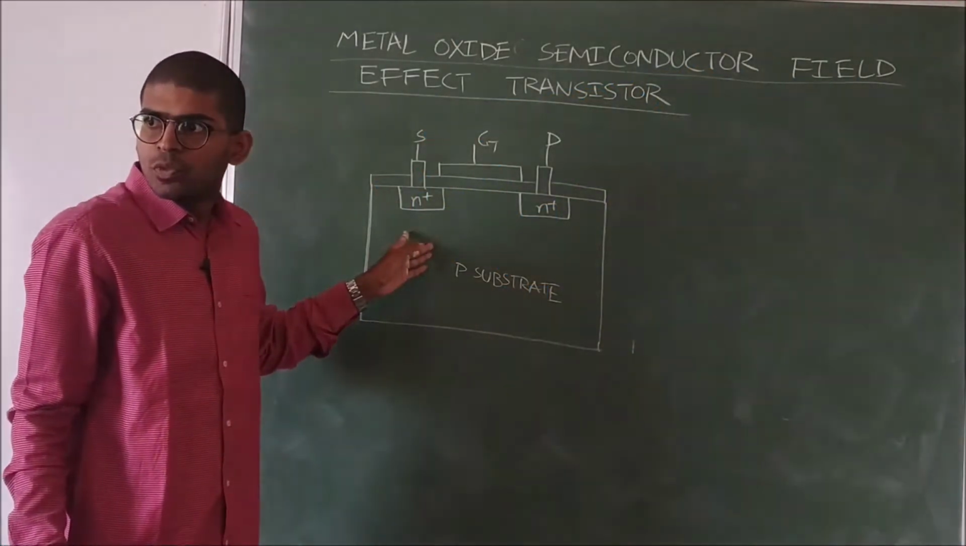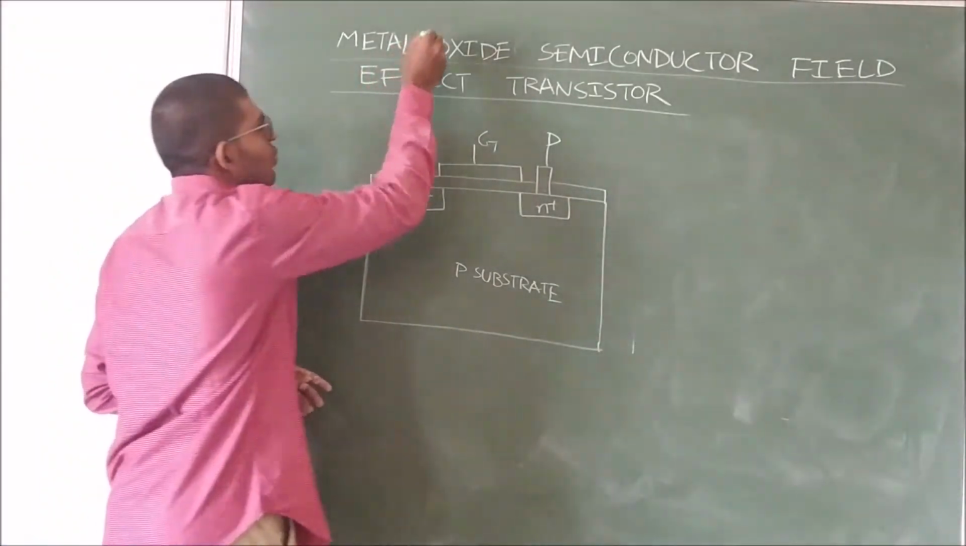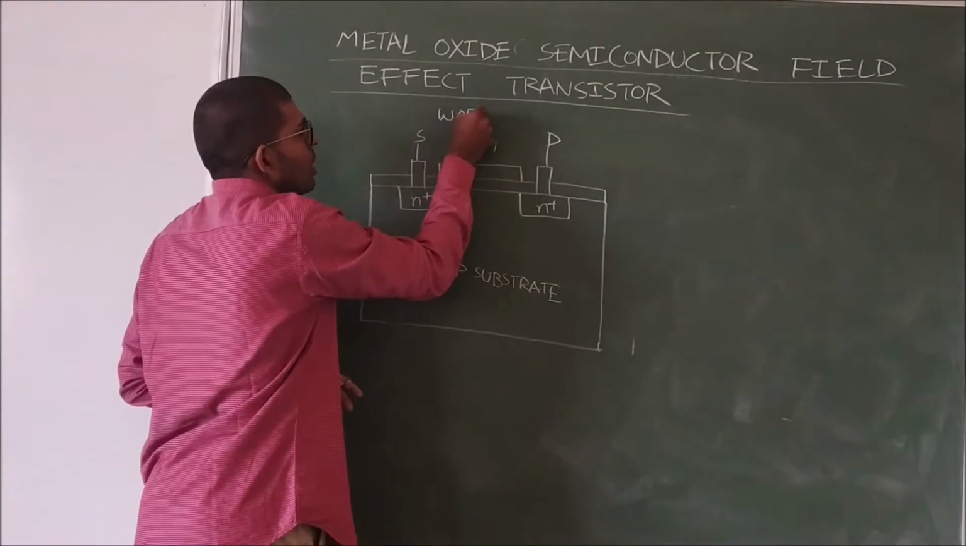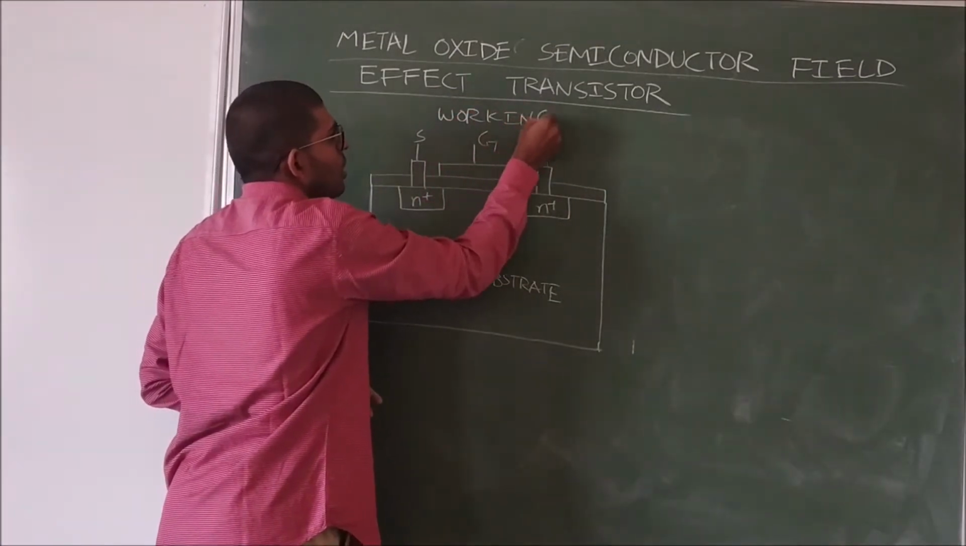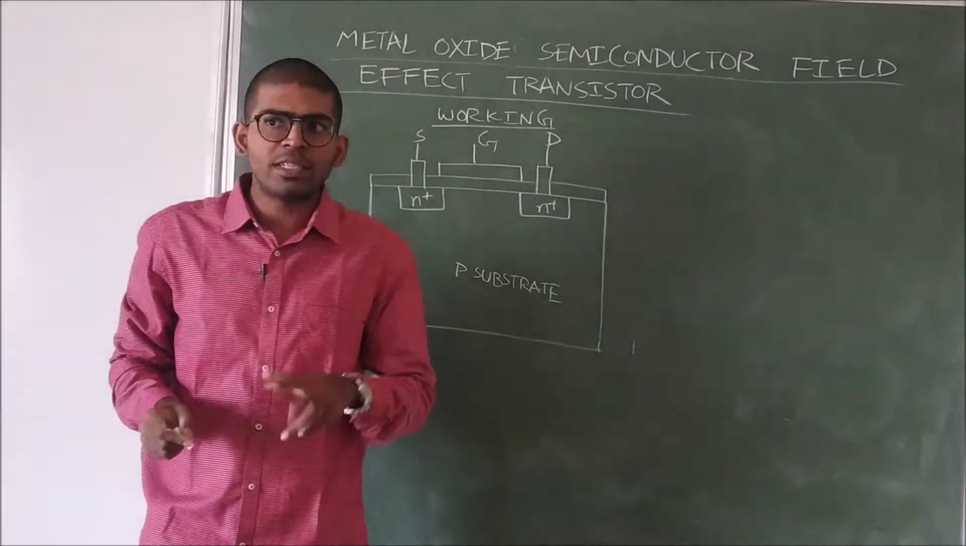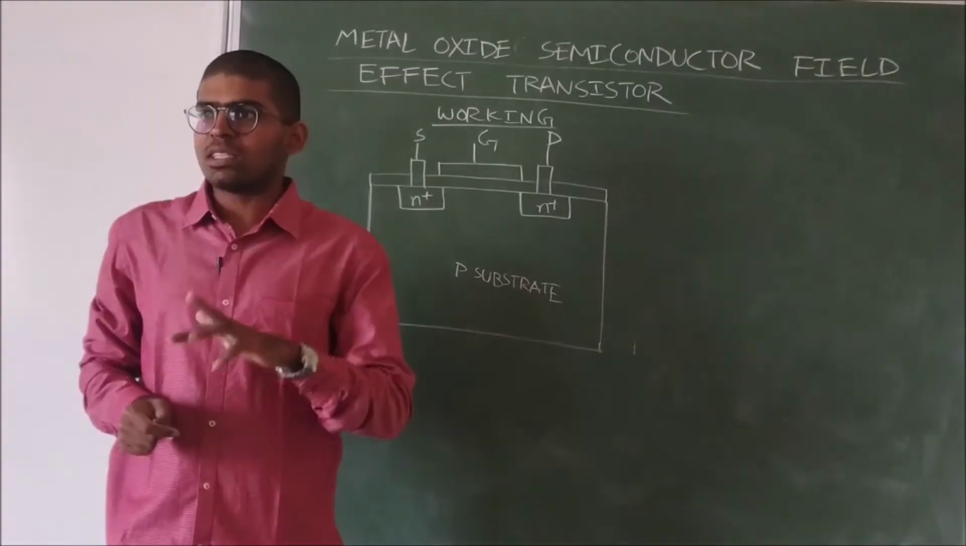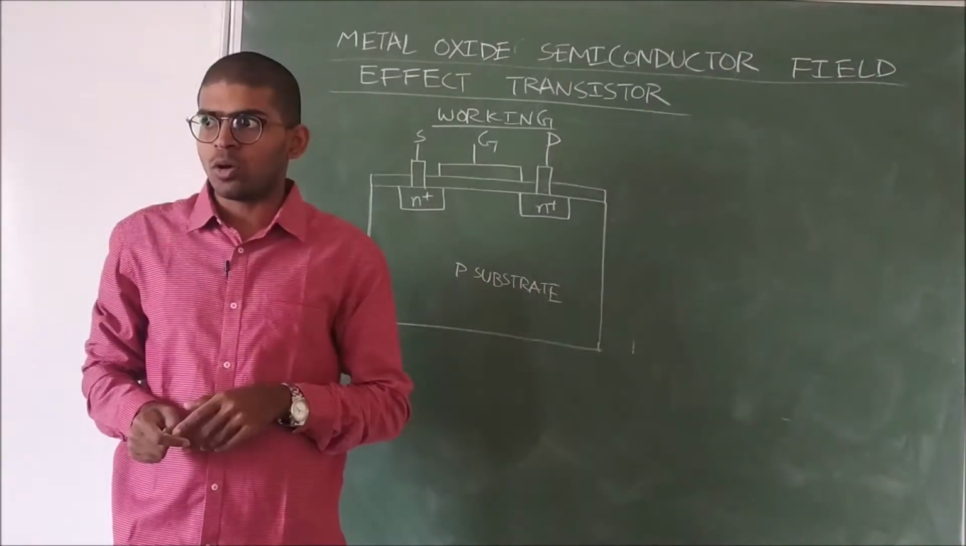Discussing the working of metal oxide semiconductor field effect transistor. Normally, a MOSFET operates in two modes. One is enhancement mode, the second one is depletion mode. What is this enhancement mode and depletion mode?